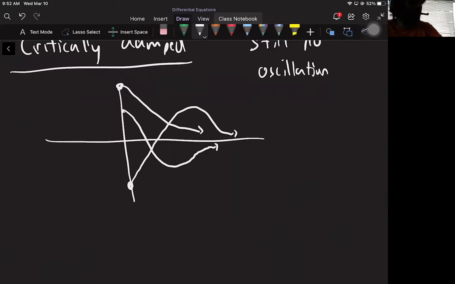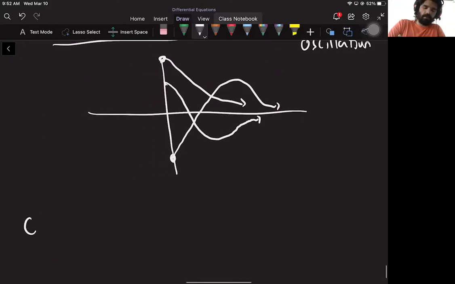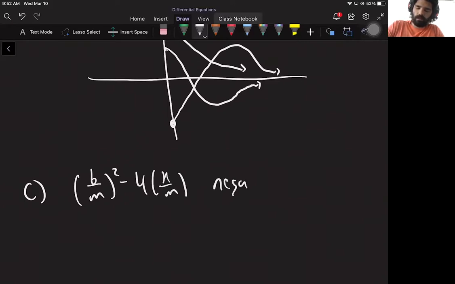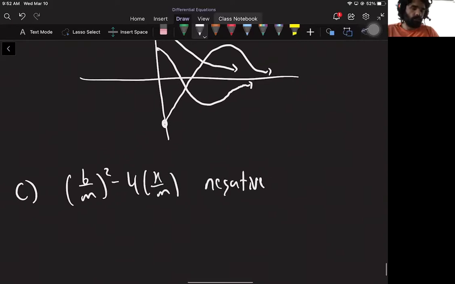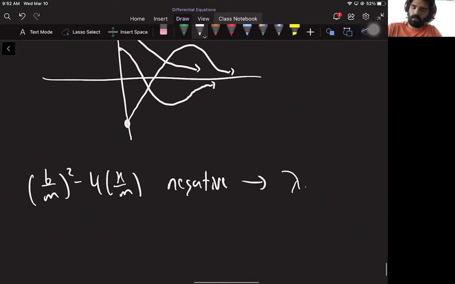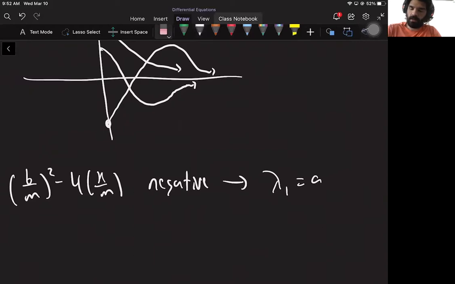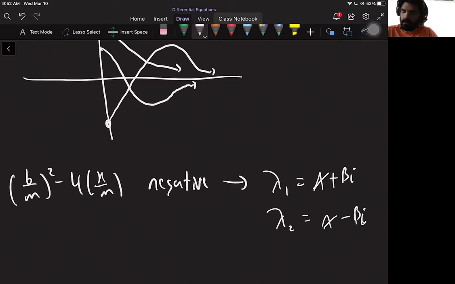Okay. And then lastly, the third subcase is when the inside of the square root is negative. So then you get imaginary numbers. I guess B is already taken, so I'm not going to do a plus bi. I'm going to do alpha plus beta i. That's okay. So these are your two solutions.